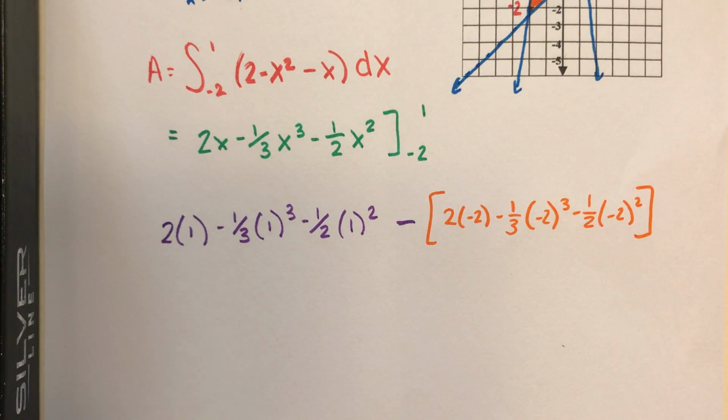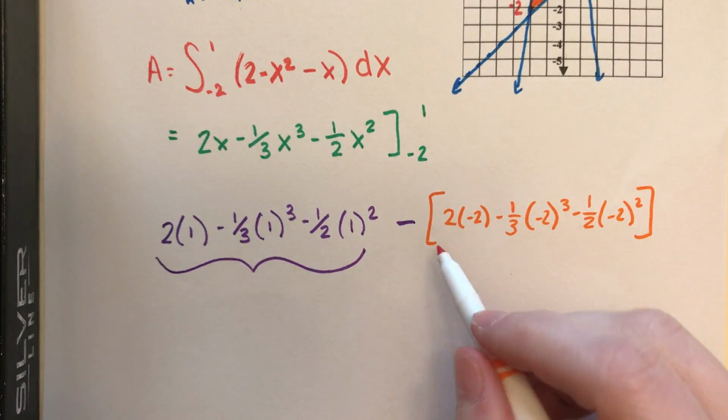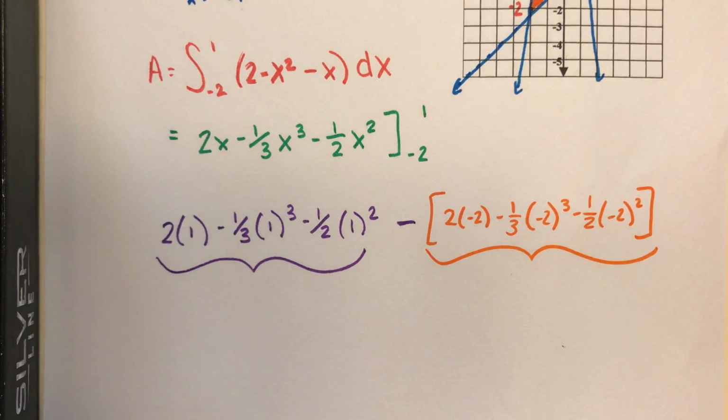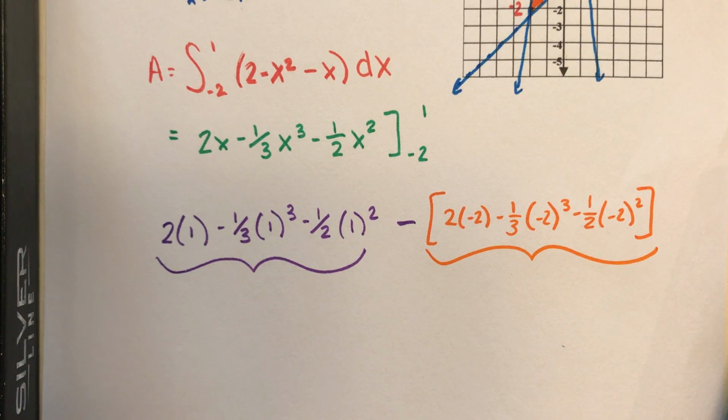And now we're going to solve. So I'm going to solve this part, and I'm going to solve the bottom part. And then I'm going to remember to subtract those 2 numbers when I'm done. So I'm going to go to my calculator, let that do most of the work for me. So 2 minus 1/3 minus 1/2 gives me 7/6.